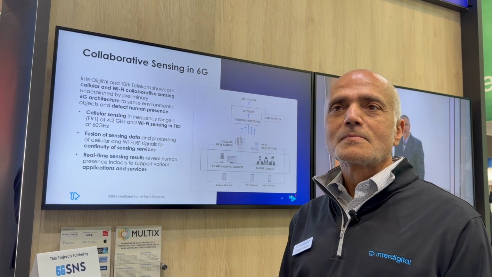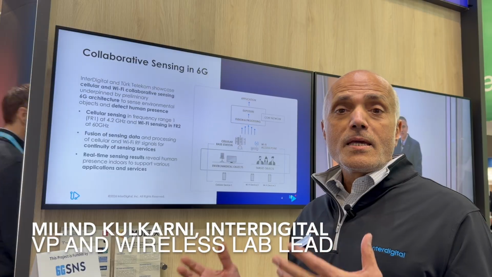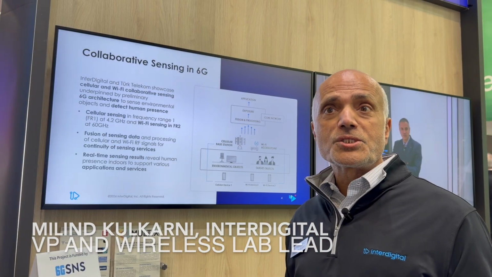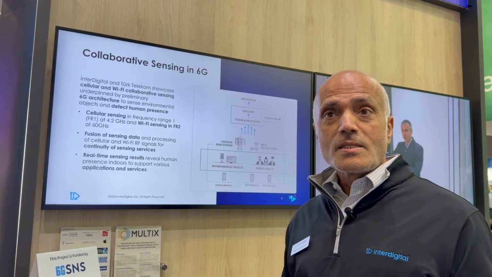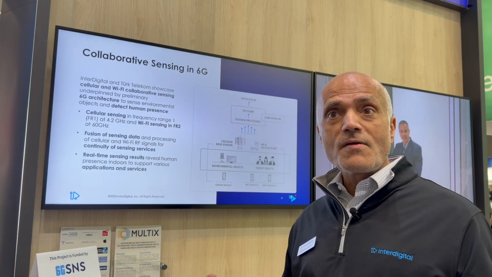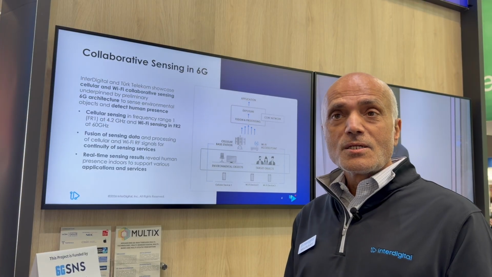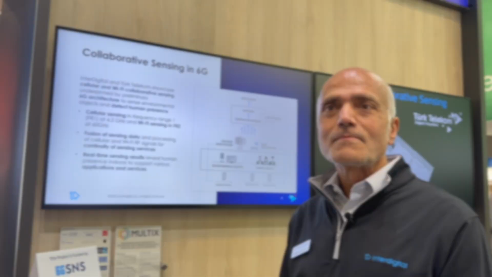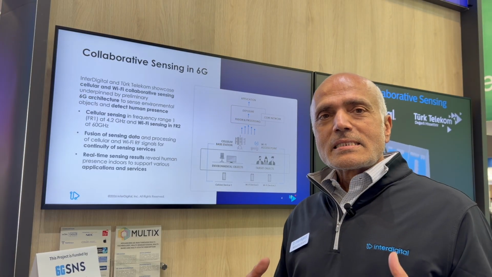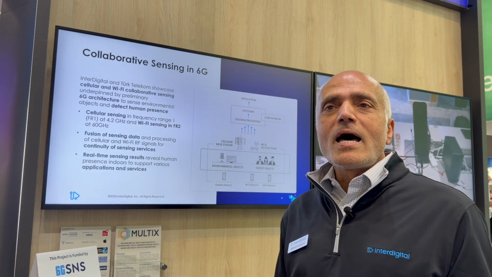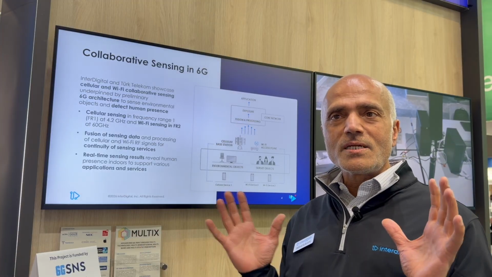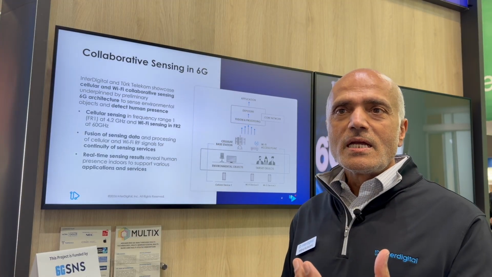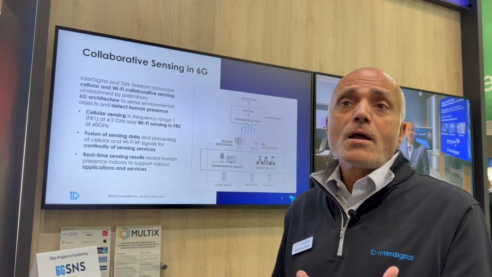So tell us what we're looking at. We're looking at a future 6G architecture that brings cellular and Wi-Fi connections together to do sensing. What do you mean by sensing? Sensing basically allows you to sense your environment. When you have your cell phone, it can detect what's around you.